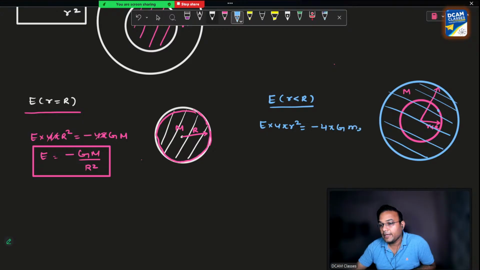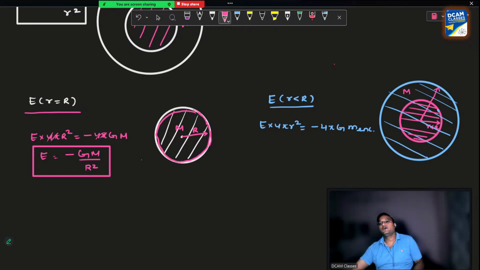What will be the M enclosed? M enclosed is the mass inside the Gaussian sphere. How will you find out the mass inside the Gaussian sphere? Can you tell me?